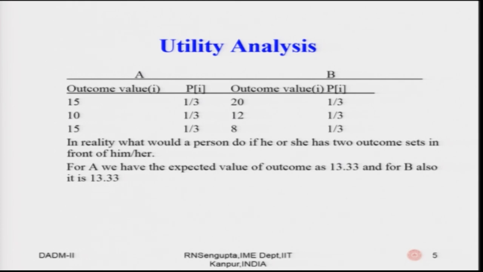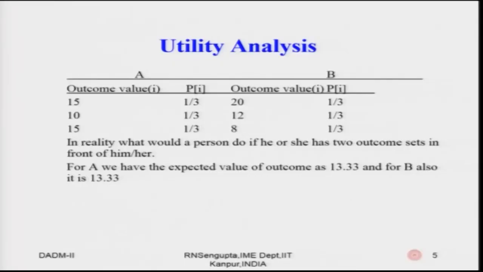So machine A has an outcome of 15. 15 can be a unit, can be in rupees, yen, dollars, Canadian dollars, UK pounds, or, for example, in liters, grams, kgs, whatever it is. The outcome values are given as 15 with probability 1/3. The next outcome is 10 with probability 1/3, and the last outcome is 15 again with probability 1/3.